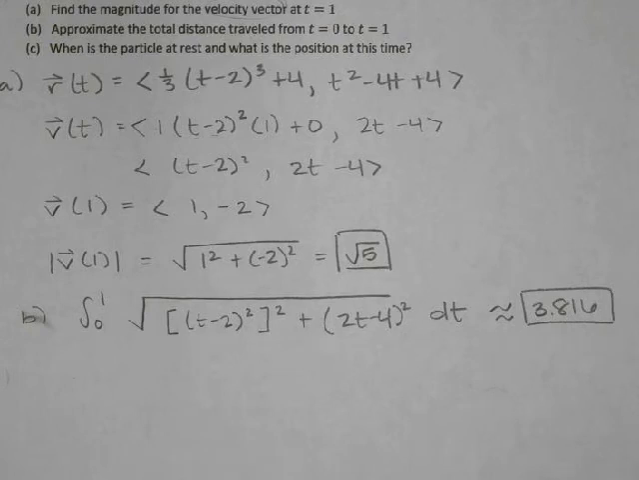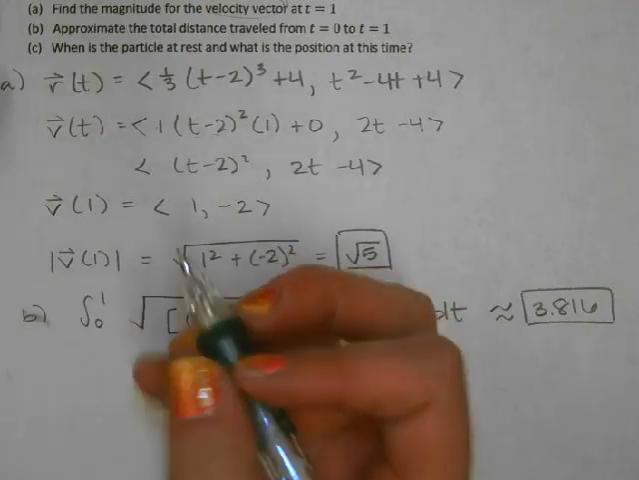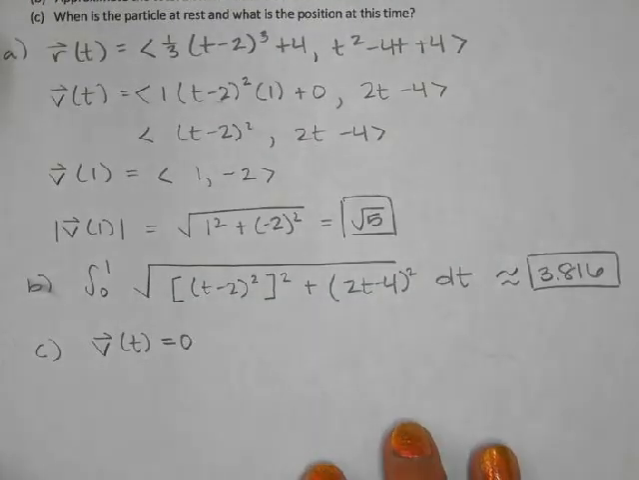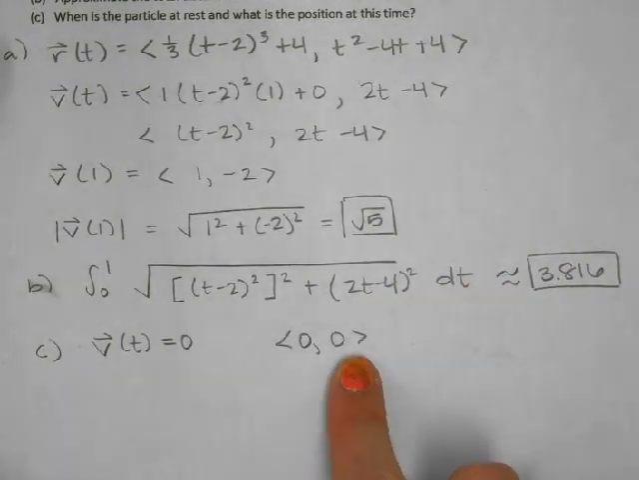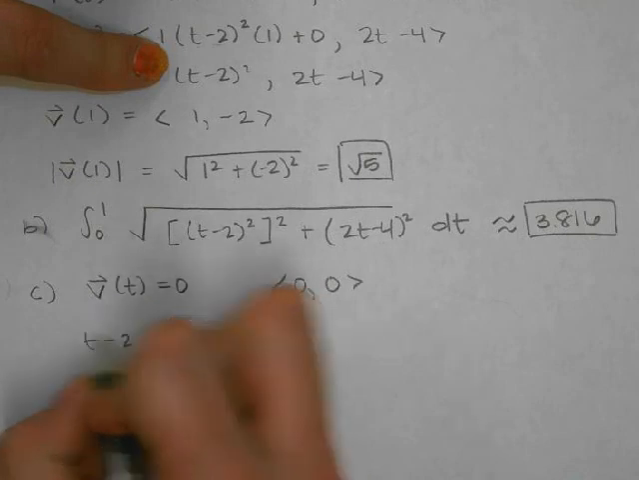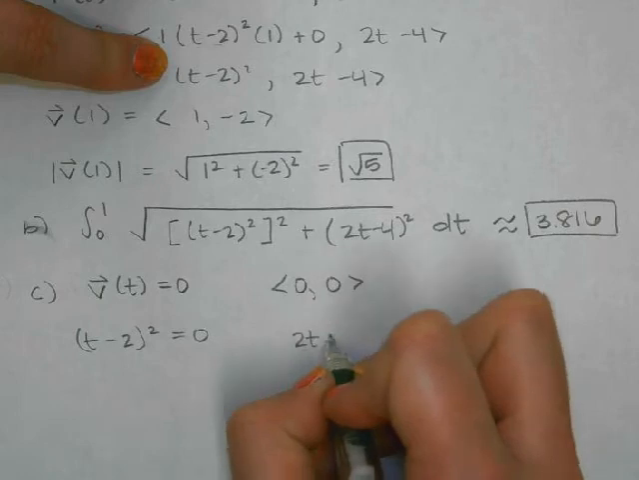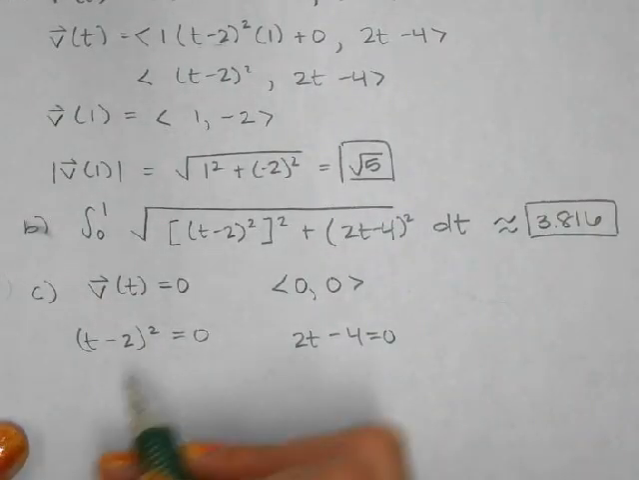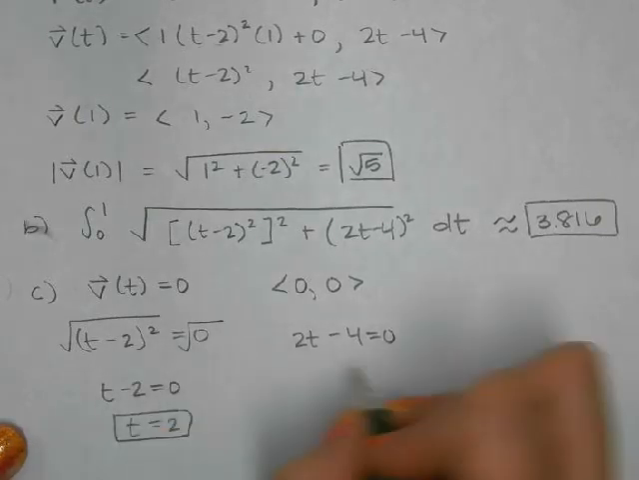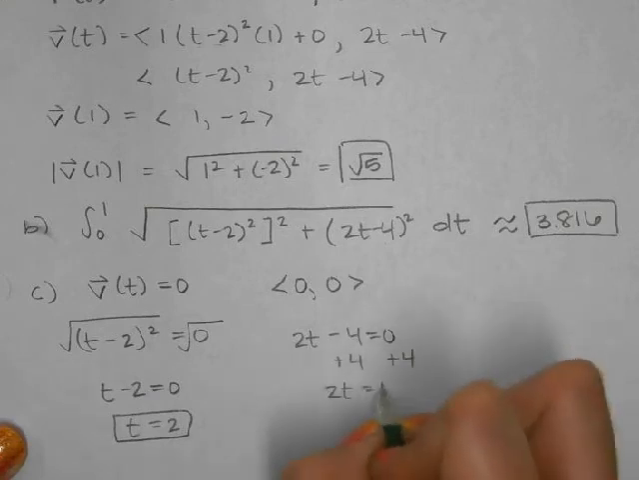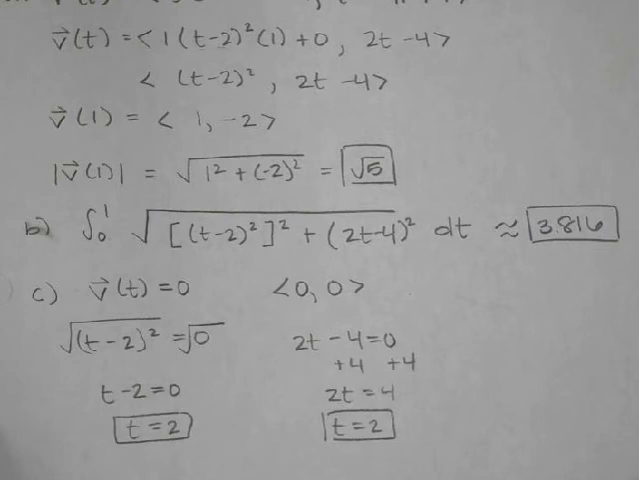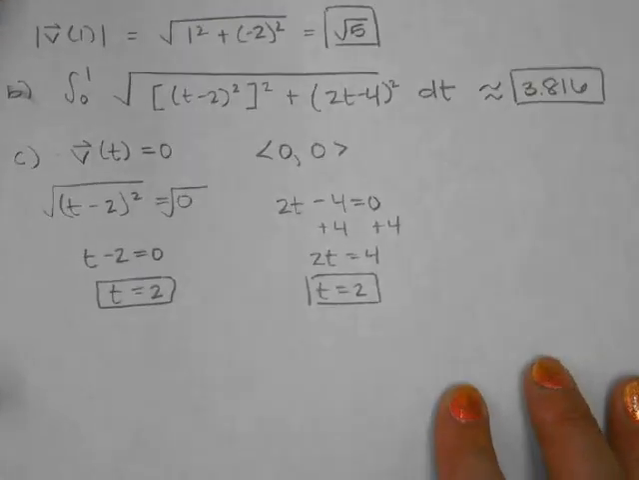All right, and then last it says, when is the particle at rest and what is the position at this time? So the particle is at rest when the velocity is 0. That's when the particle is at rest. And so that means that the horizontal component is 0 and the vertical component is 0. So I'm going to take my velocity vector and set the horizontal component equal to 0 and the vertical component equal to 0. So for this one to solve, I'm going to go ahead and square root each side of the equation. And I get t minus 2 equals 0, so t equals 2. Over here, I have 2t equals 4, and so again, t equals 2. So it looks like the particle is at rest at t equals 2. So we answered the first part of the question.